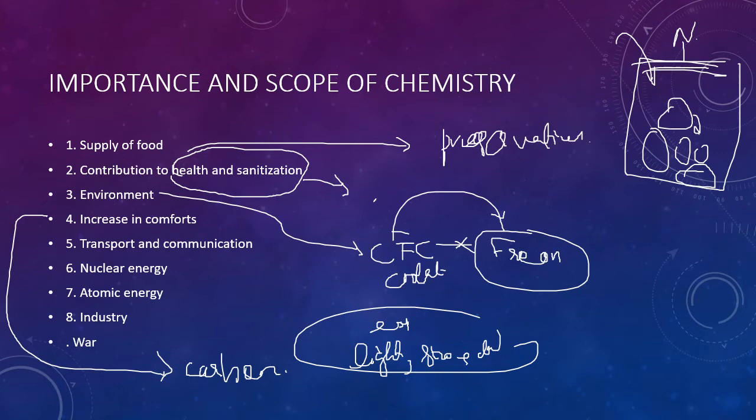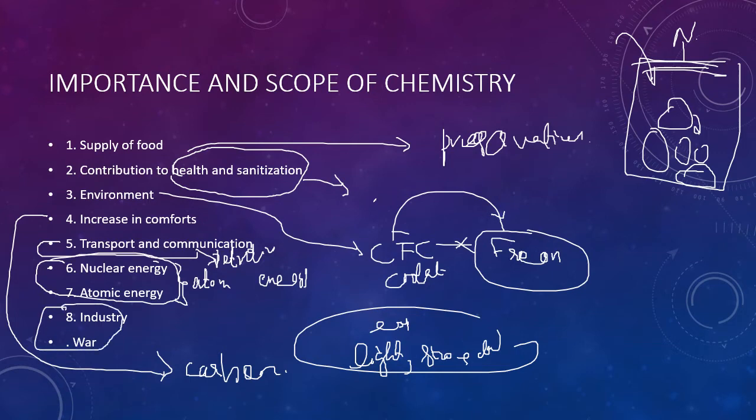So yeah, it helps in increasing the comforts. Then in transport and communication, like in petroleum products, we use chemistry for the extraction of these petroleum products. Nuclear energy, atomic energy, again is based on atoms. Through fission and fusion, we make energy out of them, right? So again, there we are using chemistry.